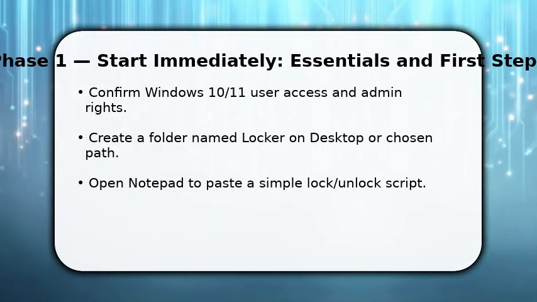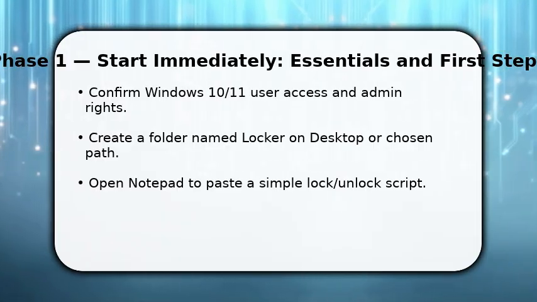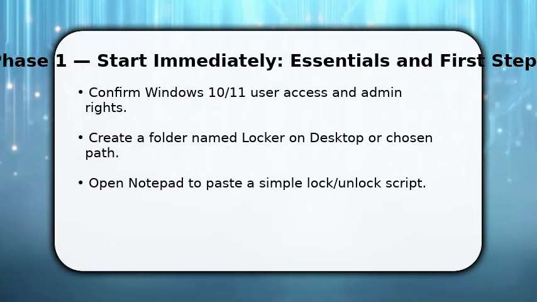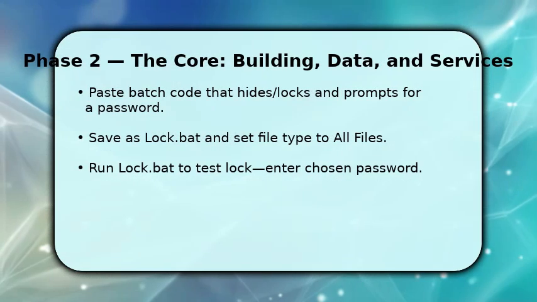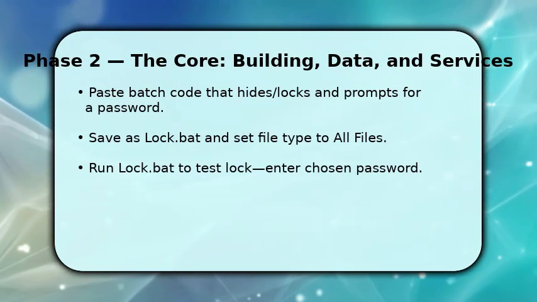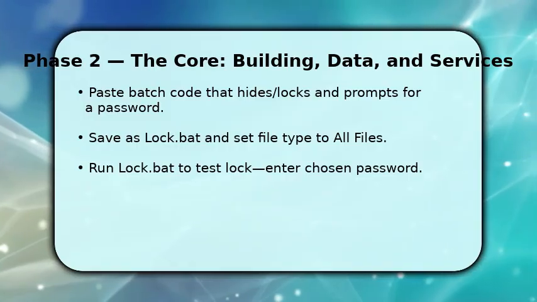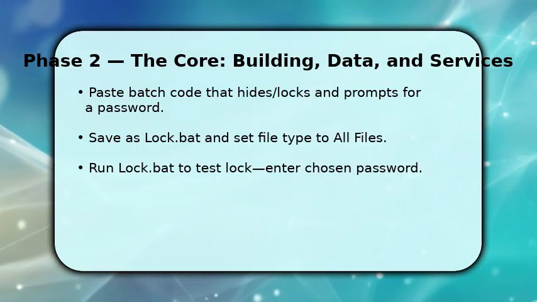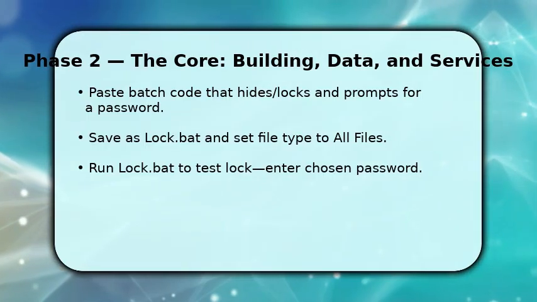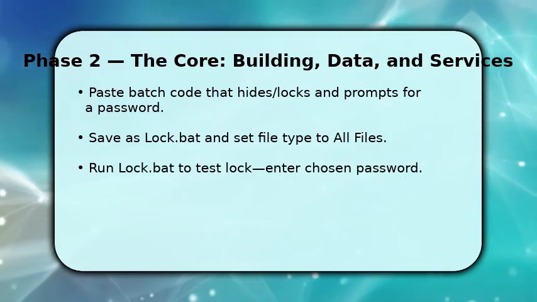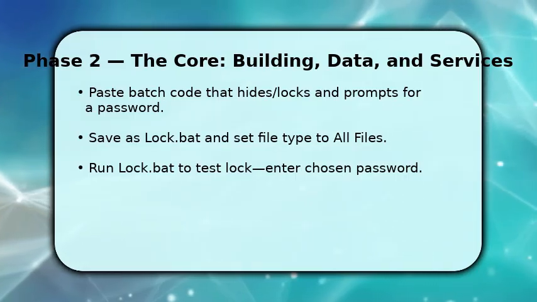Make sure you run Notepad as your user and save the file as lock.bat in the same directory, so the next steps work without extra configuration. Now implement the locking behavior by pasting the provided batch code that hides the folder and requires a password to reveal it. Save the file as lock.bat, choosing all files as type so it becomes executable, and place it alongside the Locker folder.